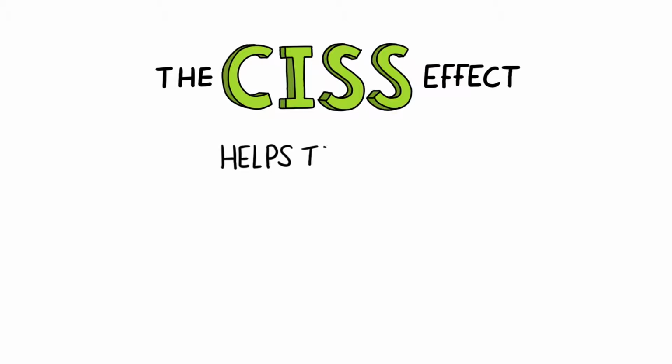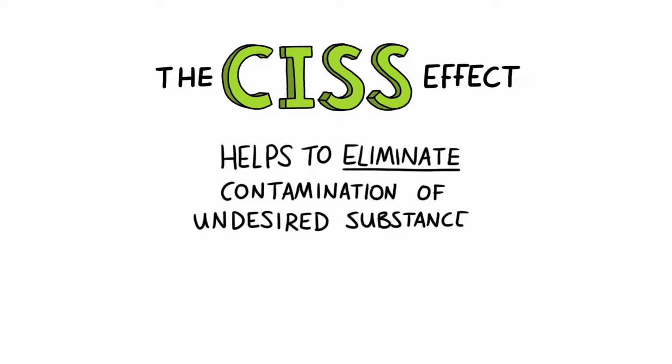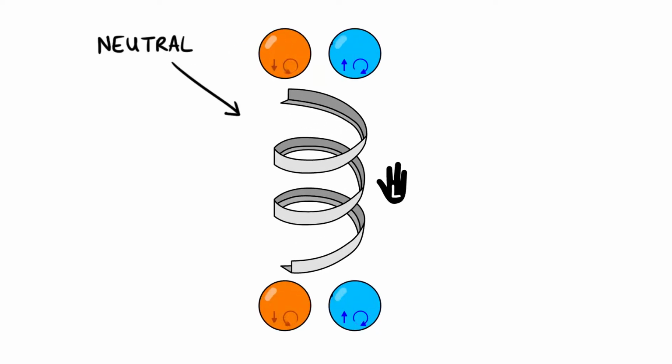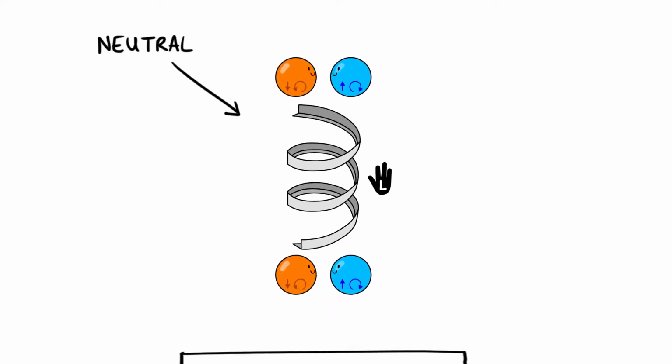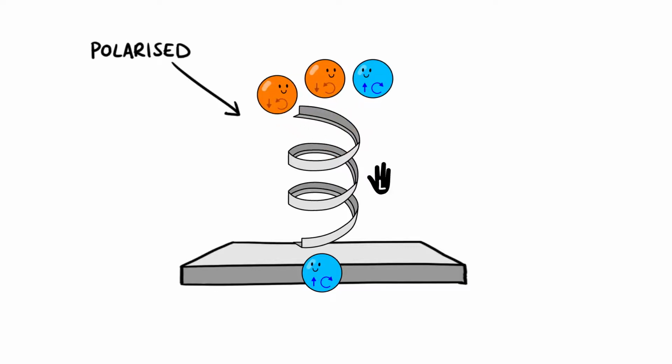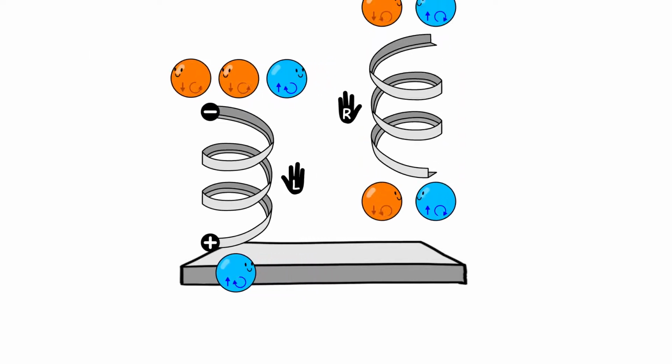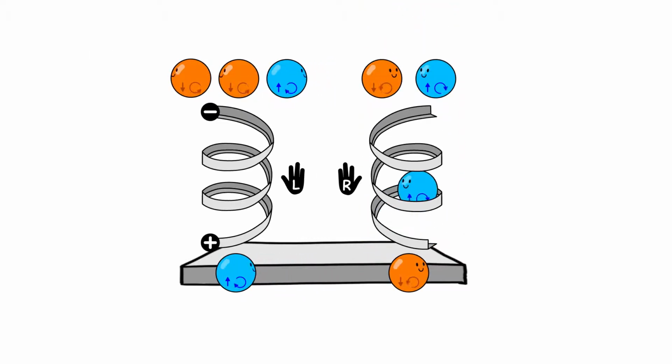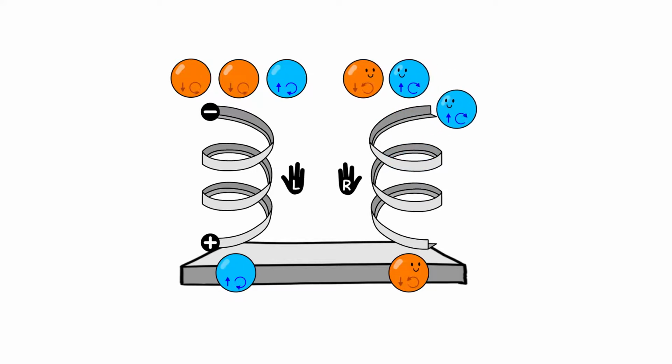The CISS effect helps to eliminate contamination of undesired substances. But how? Let's assume that we start with a neutral molecule which doesn't have net charge. When molecules interact with other molecules or a surface, the charge in the molecule is polarized so that it has a positively charged pole and a negatively charged pole. This is done by moving electrons from one side of the molecule to the other. Because of the CISS effect, if the molecule is chiral, the electron motion is accompanied by spin polarization. The spin associated with each charge depends on the handedness of the molecule.